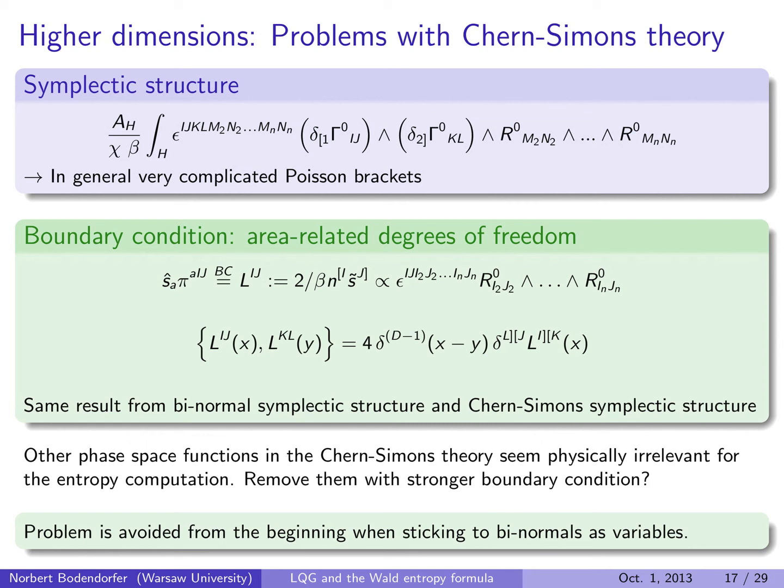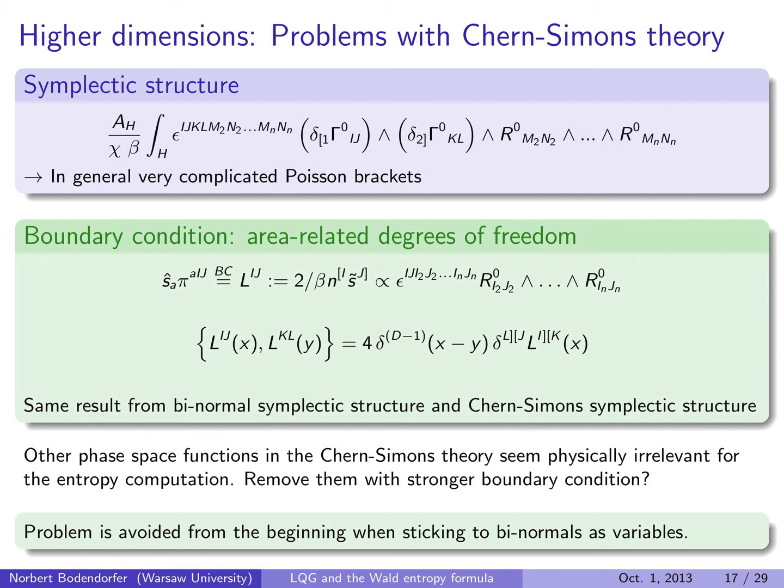However, of course, if you use the Chern-Simons theory, there are different phase-space functions in the Chern-Simons theory which you would want to quantize. However, it seems at the moment, to me, that they're physically kind of irrelevant for the entropy calculation. You might even try to remove them by some stronger boundary condition. So we commented in our paper with Andreas and Thomas on that by imposing a boundary condition which is actually stronger than the boundary condition written up here, which would be something like the curvature R0 is some function of the triad, and then to regularize that, and that would maybe project you to no local degrees of freedom. But it's not really clear if that works, and I want to leave it open for now.